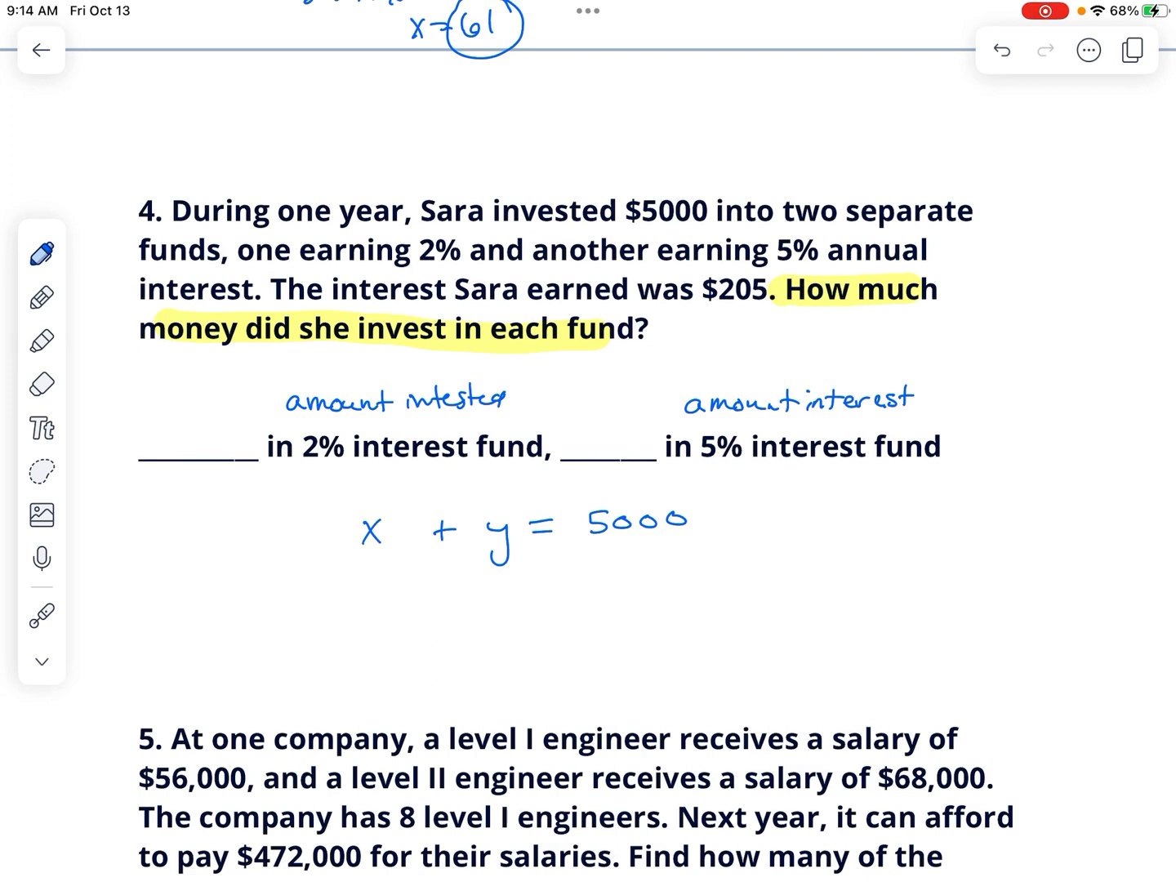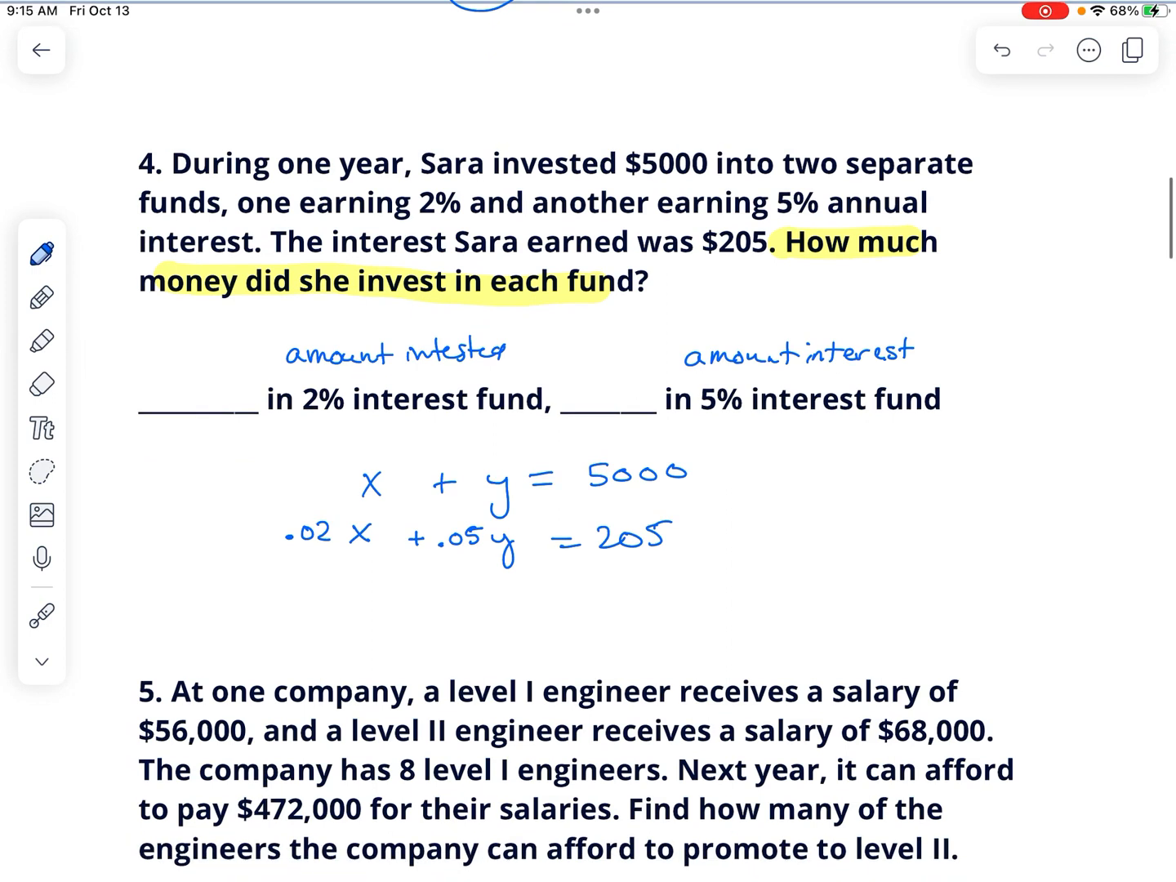Then, looking at the interest, we have a total of $205 in interest. So to find the interest, we're changing that 2% to a decimal. So 2 divided by 100 is 0.02, times the amount invested, will tell us how much interest we earn. Then plus 0.05 times y will also give us the interest.